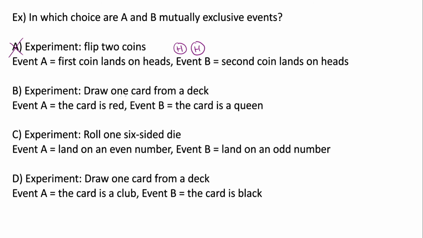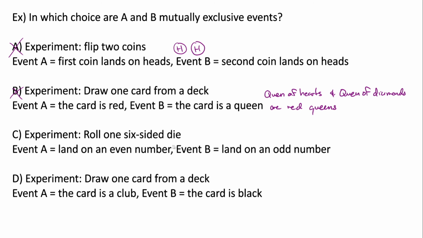B, experiment. We draw 1 card from the deck. Event A, the card is red. Event B, the card is a queen. We do have 2 red queens in the deck. The Queen of Hearts and the Queen of Diamonds are red, so this wouldn't work. So these are 2 examples of being able to get a card that is both red and a queen at the same time, so these events would not be mutually exclusive.